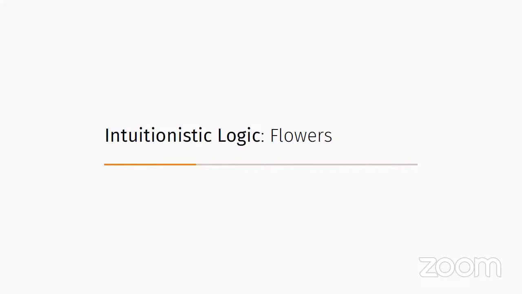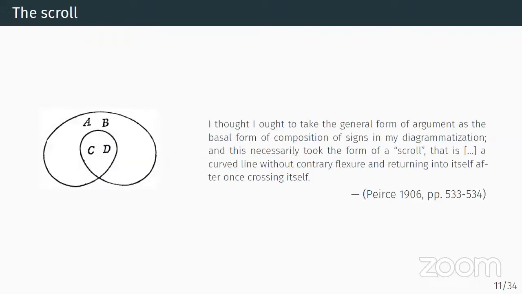Okay, so that was existential graphs. Now I'm going to show you how to get flowers out of them. I'm going to start from another idea from Peirce, which is called the scroll. Peirce has this idea that the most basic form of reasoning is hypothetical reasoning, which is a common idea in proof theory. And he would represent this with this so-called scroll, which is, again, a self-closing curve. But the important thing is that it is self-closing. It is like there is this little loop which intersects exactly in one point.